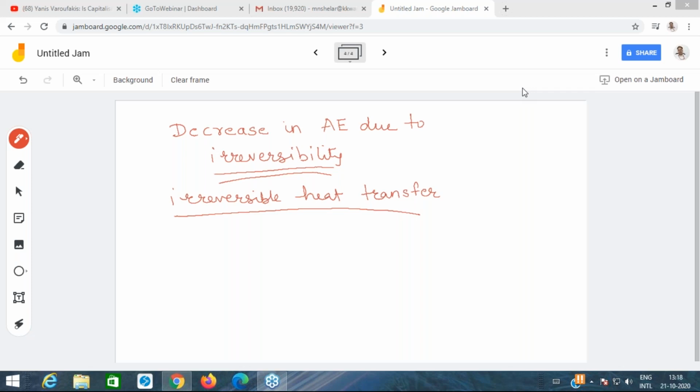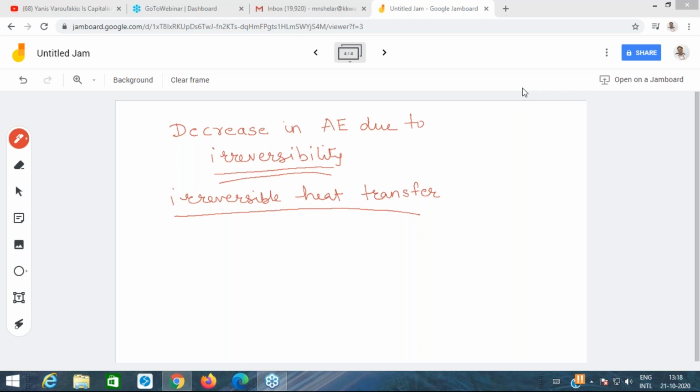And what is the meaning of reversible heat transfer? Anybody? Because this is a central concept. Okay, Gargi has typed up the answer.